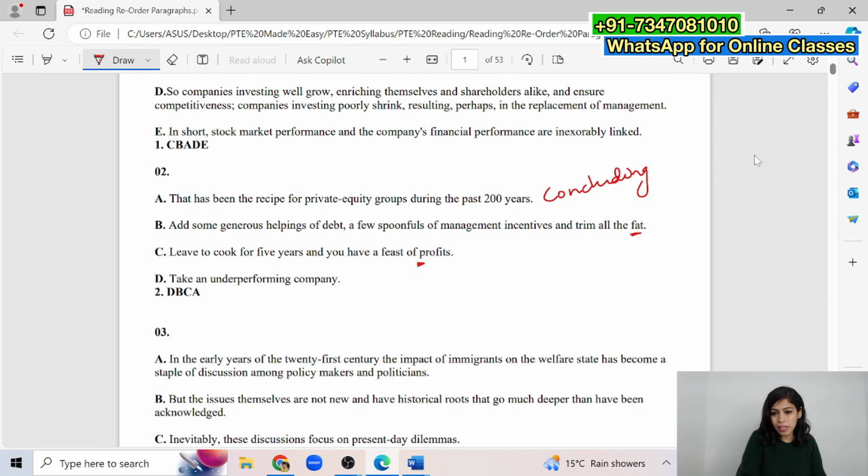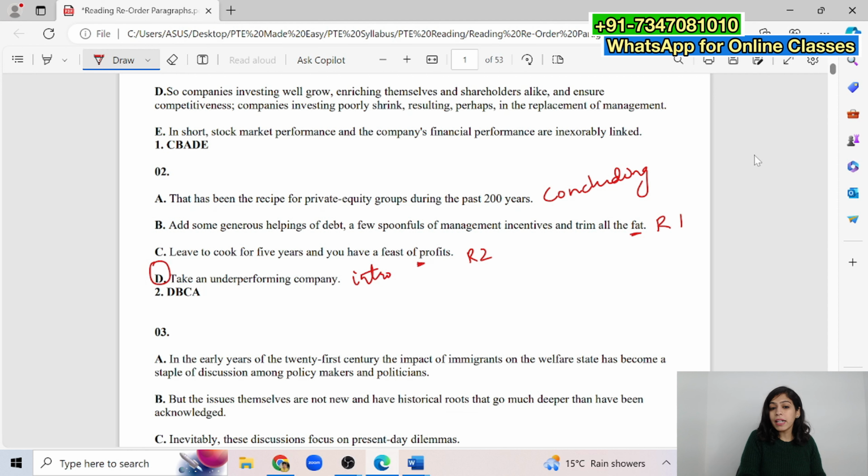Now they have told the recipe, kind of a recipe. Now they are saying do it. Now this is the next step of the recipe. So we can call it R1, R2. Now take an underperforming company. So now here what is this doing? This is the introductory sentence. Here they are referring to the company. Okay. Take an underperforming company.